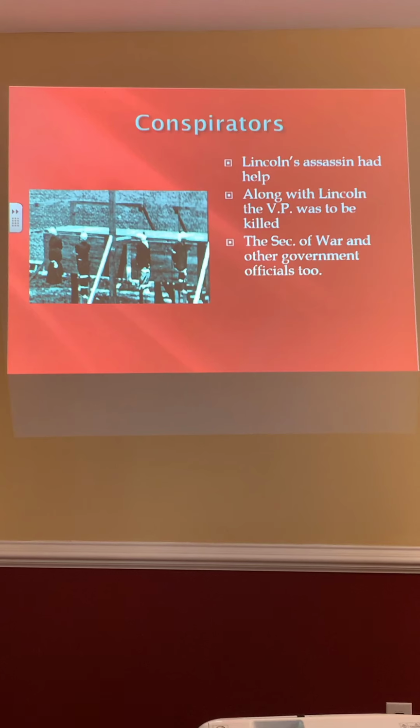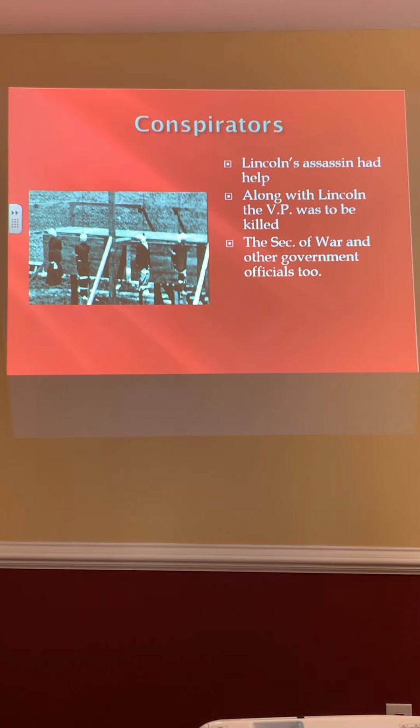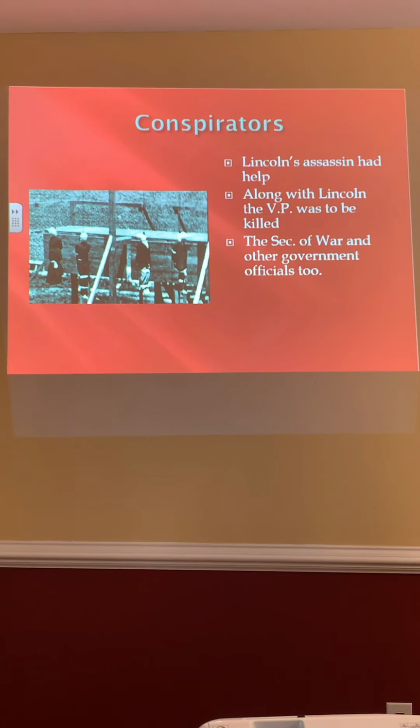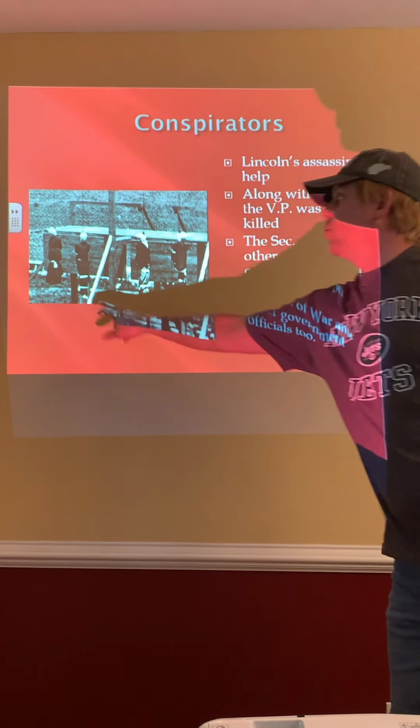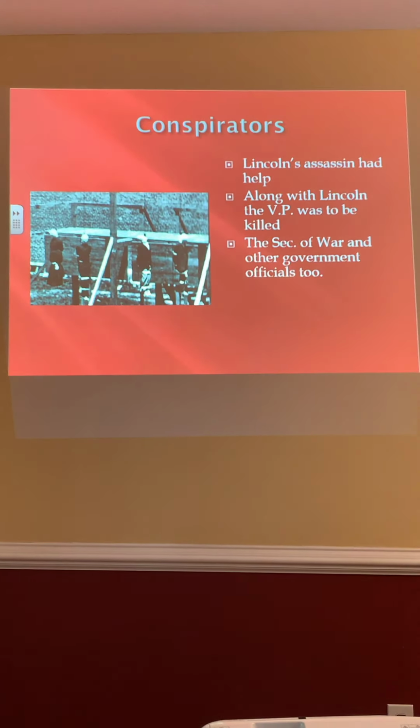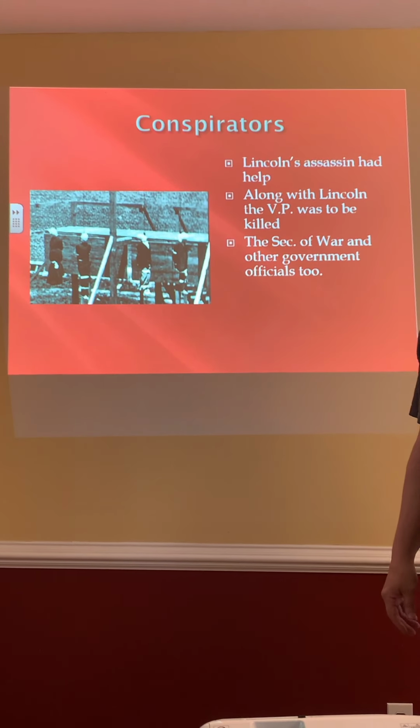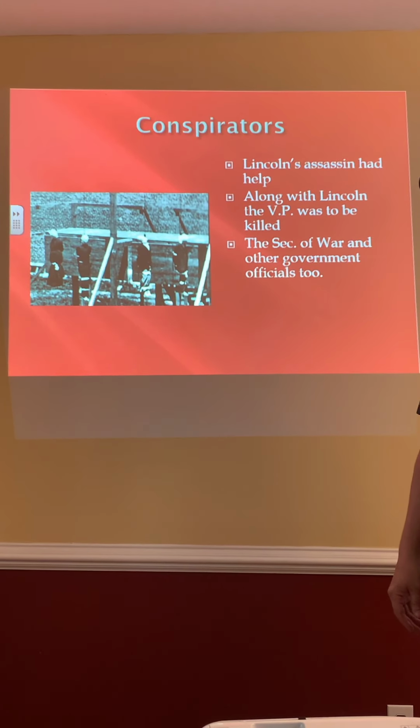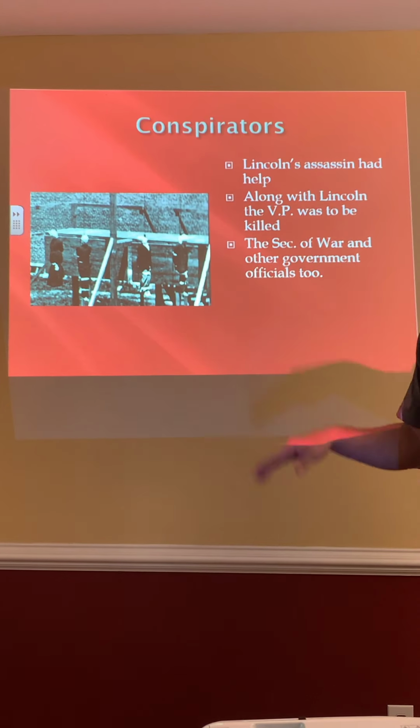But there's a whole bunch of people that get accused of this, and they get captured, and a bunch of them get executed. You can see this is a woman right here. She's one of the first females executed in the United States. That's Mary Surratt, and there's a whole bunch of stuff that happens.